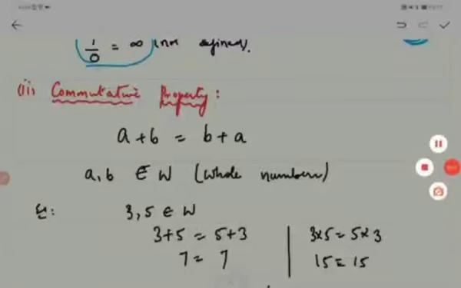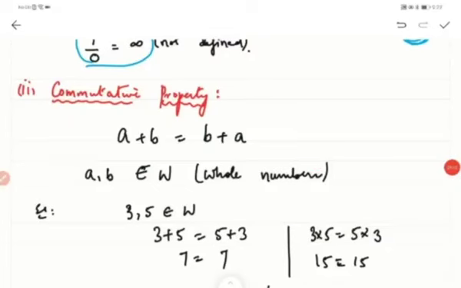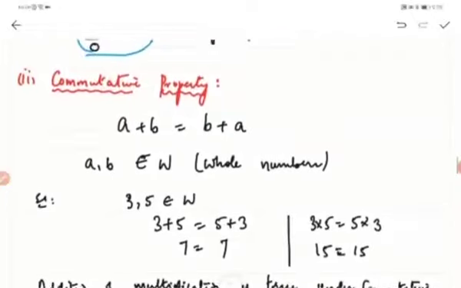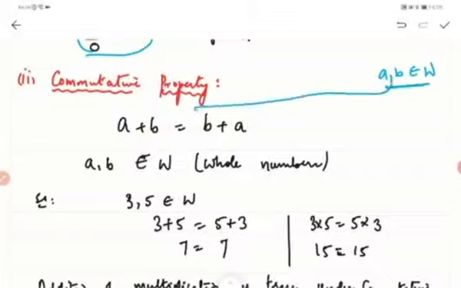Let's move on to the commutative property, and let's see this and stop for today. Because properties are important, let me do two properties in one video. So what is the commutative property? You take any two numbers a and b which belong to whole numbers. Under addition, if a plus b is equal to b plus a, then you say that the commutative property is true under addition.